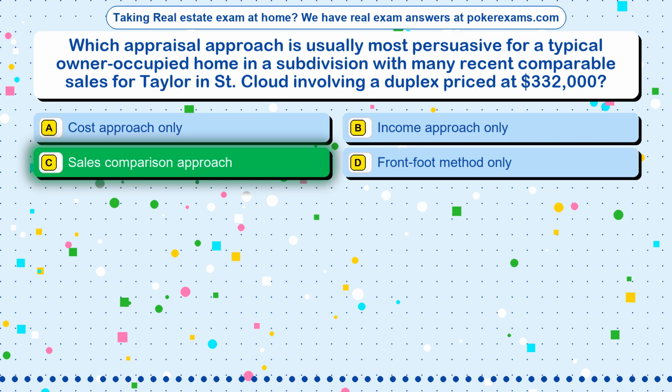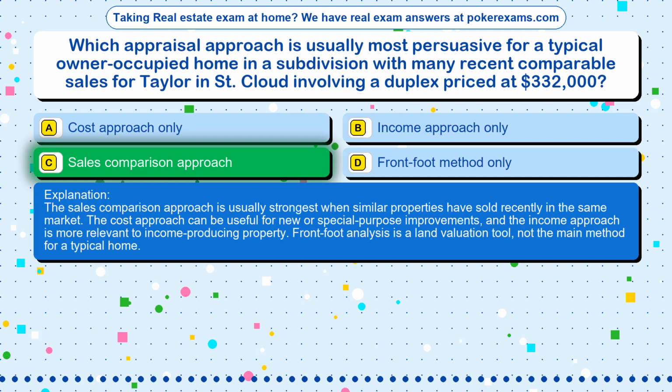The correct answer is option C. Sales comparison approach. The sales comparison approach is usually strongest when similar properties have sold recently in the same market. The cost approach can be useful for new or special purpose improvements, and the income approach is more relevant to income-producing property. Front foot analysis is a land valuation tool, not the main method for a typical home.